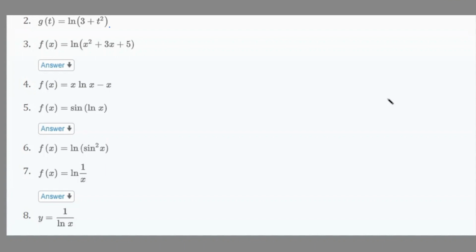Alright, so let's get on with some questions. Number 2 is the function g of t is equal to ln of 3 plus t squared. For this, we're just going to set it up how the equation is supposed to be set up: 1 over 3 plus t squared multiplied by the derivative of whatever's inside, which is going to be 2t. So if we put it all together, we're going to have 2t over 3 plus t squared.